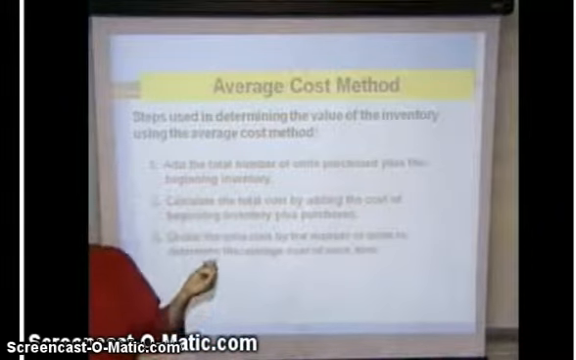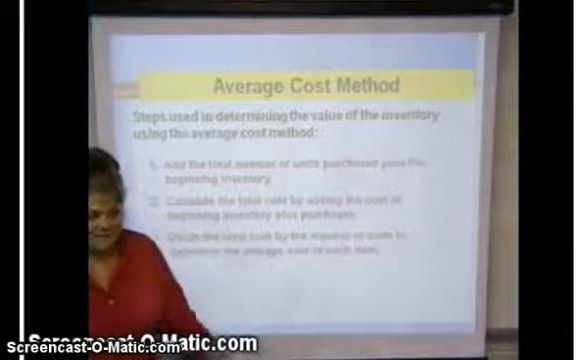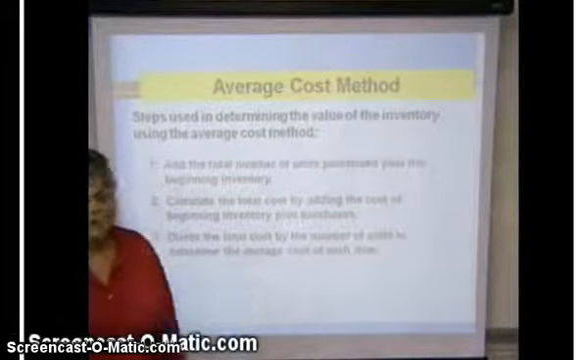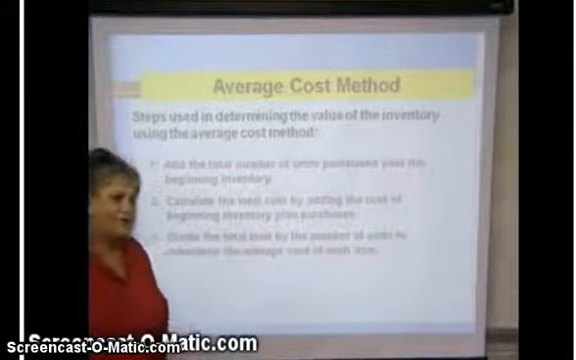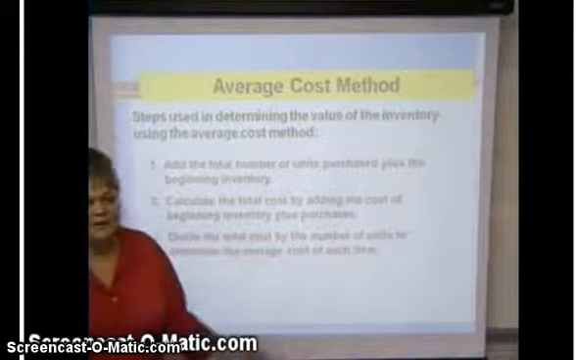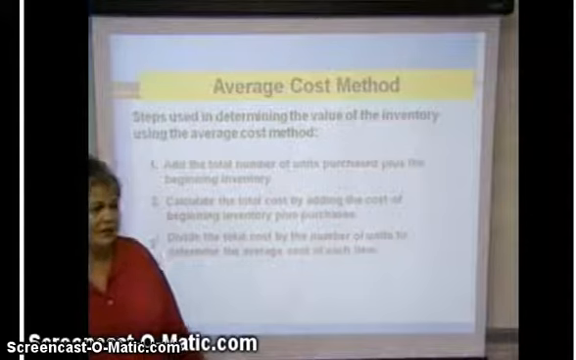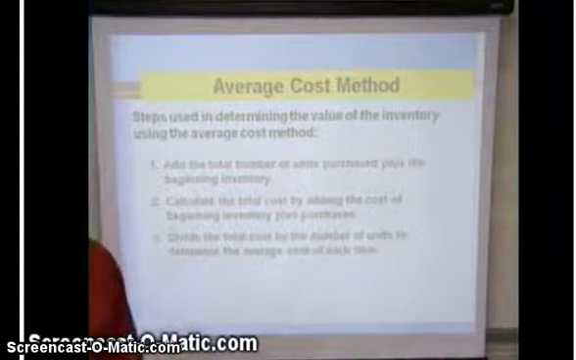Our total, divide by the number of items that we had. So if we had 10 items to start with, we bought 10 more, but now we have 20, and it cost us for all those $200, we can divide by 20 and get an average cost per unit. Just like you would average your grades. Okay?